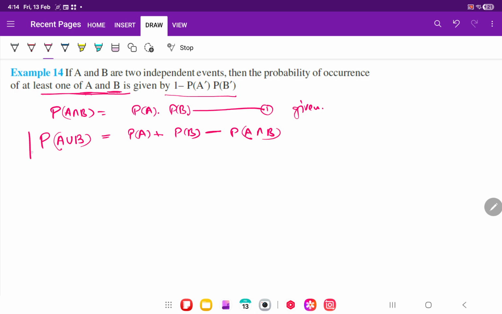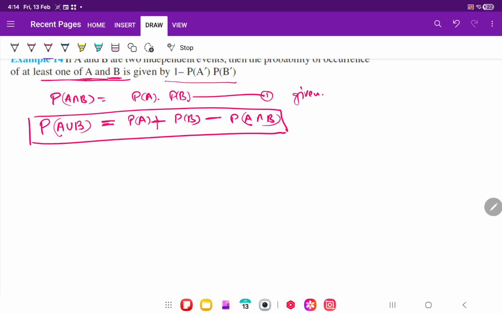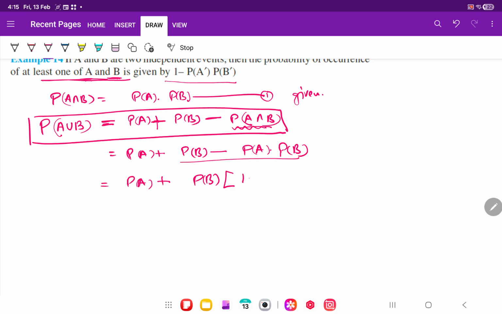This we know from our 11th grade knowledge. This is the probability formula. Perfect. Now can you see we can use this here. What we can use here is P(A) plus P(B) minus P(A) into P(B), because they are saying this is independent. Correct? So I feel P(B) is common between these two. So it is 1 minus P(A). And what is 1 minus P(A)? 1 minus P(A) is nothing but P(A') .